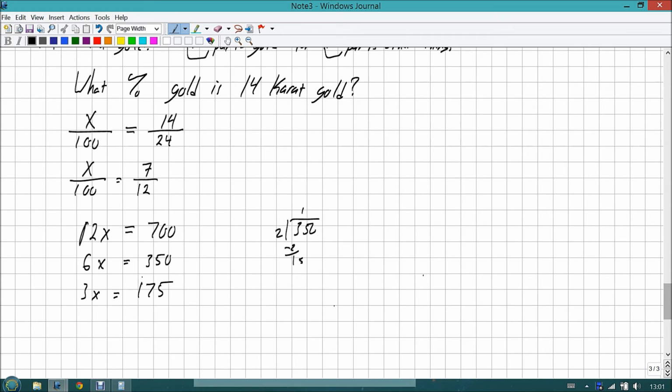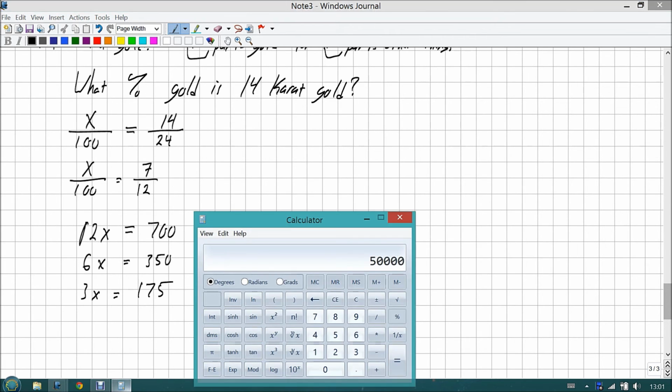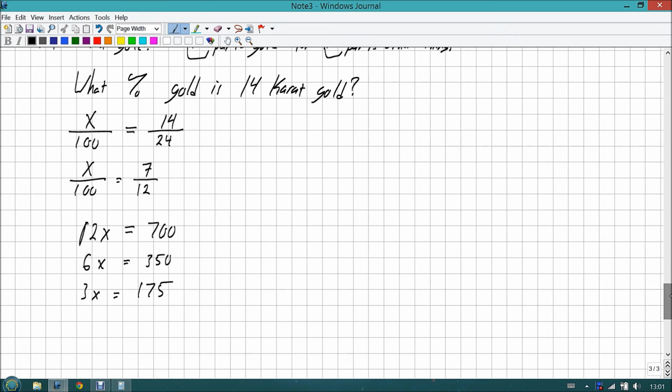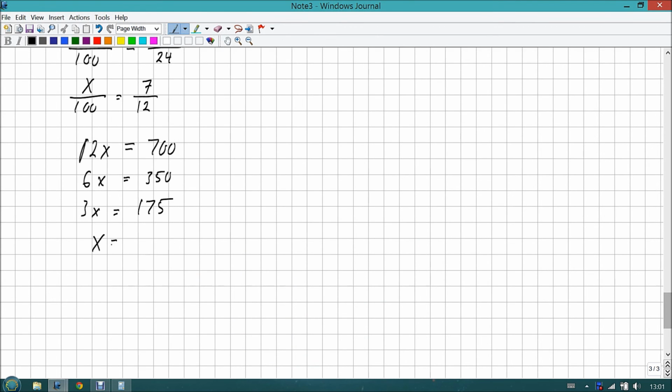So at this point, I have two choices. I can either do long division to find out the percentage, or I can use my handy-dandy calculator. And I'm going to use my handy-dandy calculator. I'm going to do 175 divided by 3. And that gives me 58 and then a whole bunch of 3's afterwards. So x, or the percent, is 58.3%.